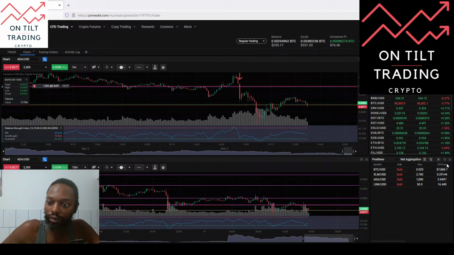Just for reference, this black area of the screen is my candlestick area. This area of the screen is my volume profile, and the bottom area of the screen is my relative strength index. If you see this purple line, it coincides with the purple lines that are down here. This is the 1 minute chart. This is the 15-minute chart.